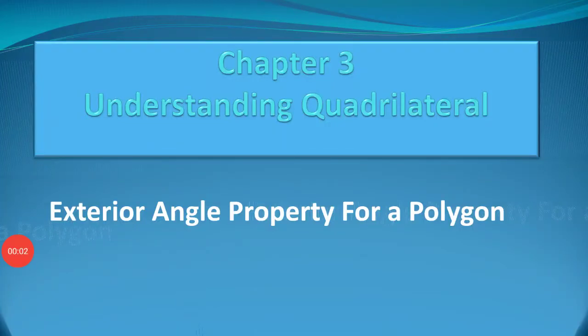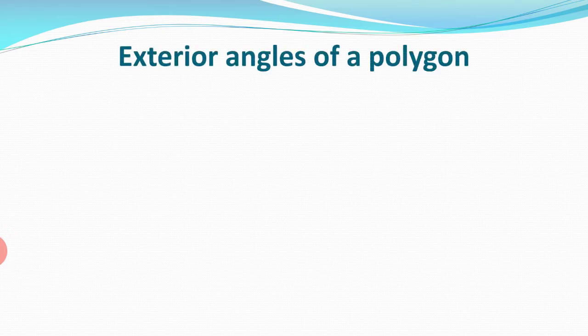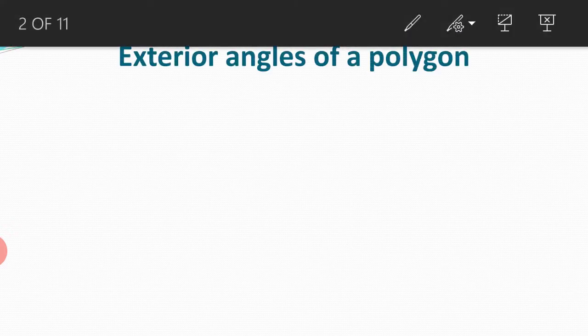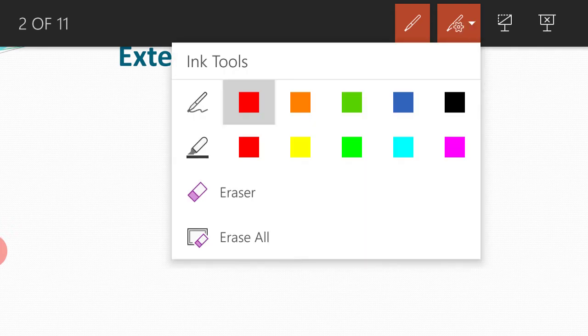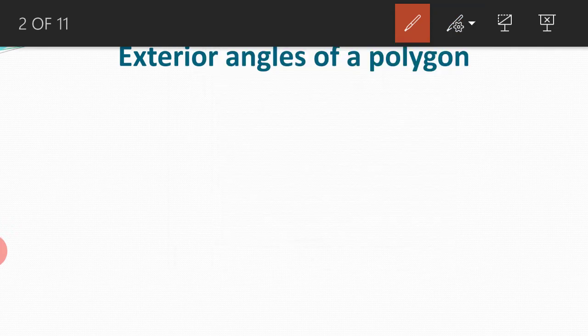Welcome students. In this video we are going to study about exterior angle property for a polygon. Now before that let us first understand what is the meaning of exterior angle. So we have studied in 7th standard the concept of exterior angle with the shape triangle. Let us recall that particular concept once again.